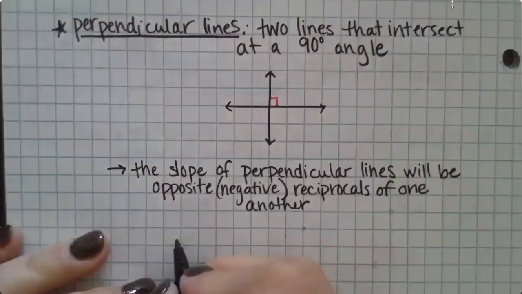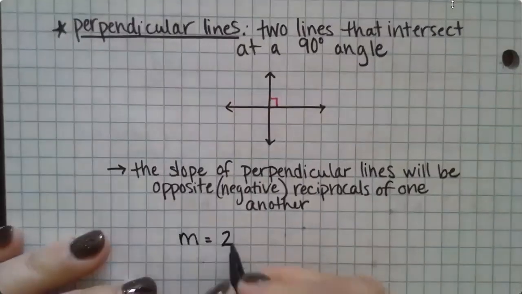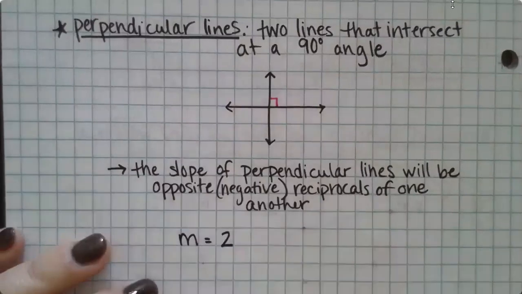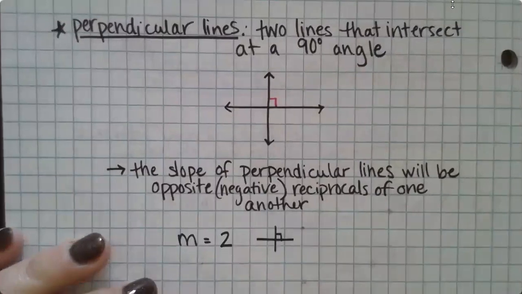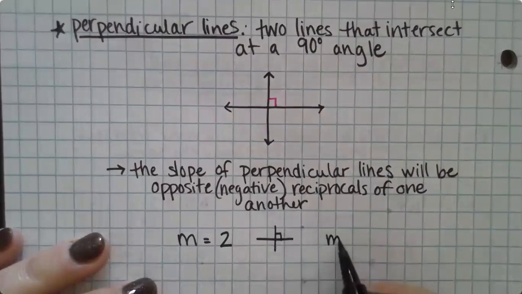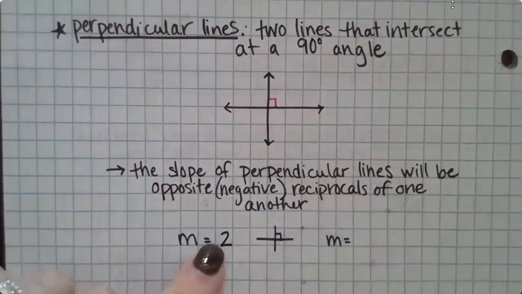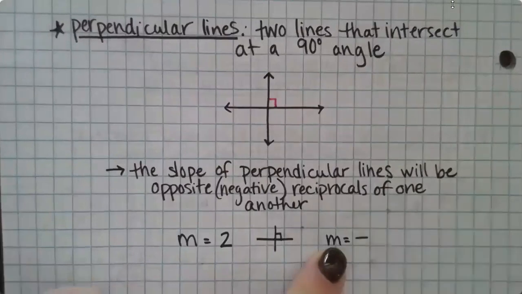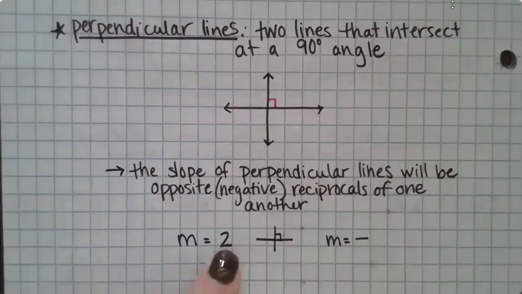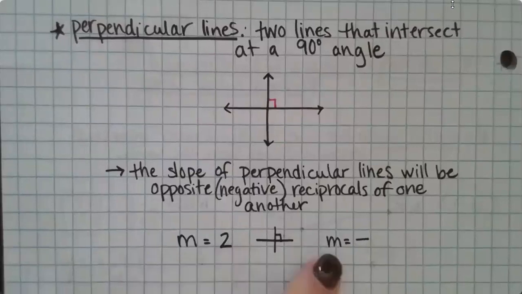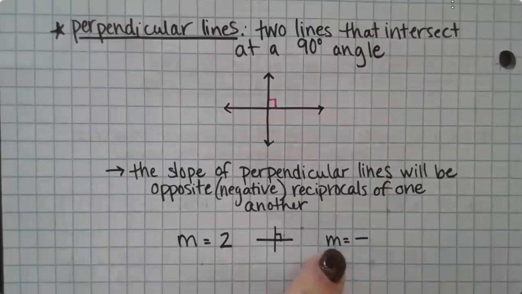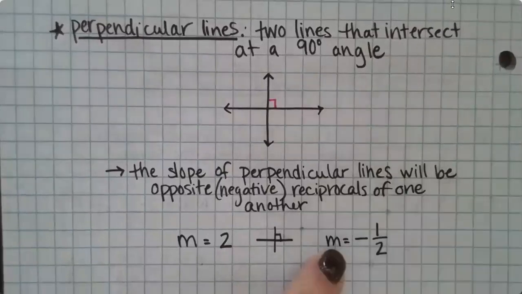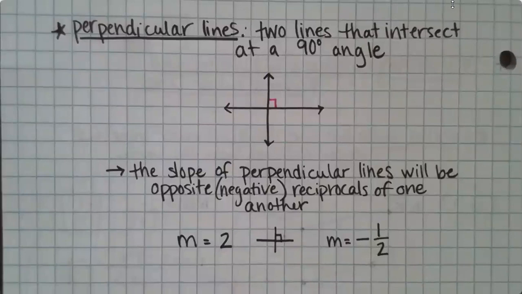if the slope of line 1 is 2, then the perpendicular line will have a slope that's an opposite. So this was positive, so the slope of a perpendicular line would be negative. And it will also be the reciprocal of the other slope. So this slope is 2 or 2 over 1. So a perpendicular line would have the reciprocal value, negative 1/2. So opposite, reciprocal.